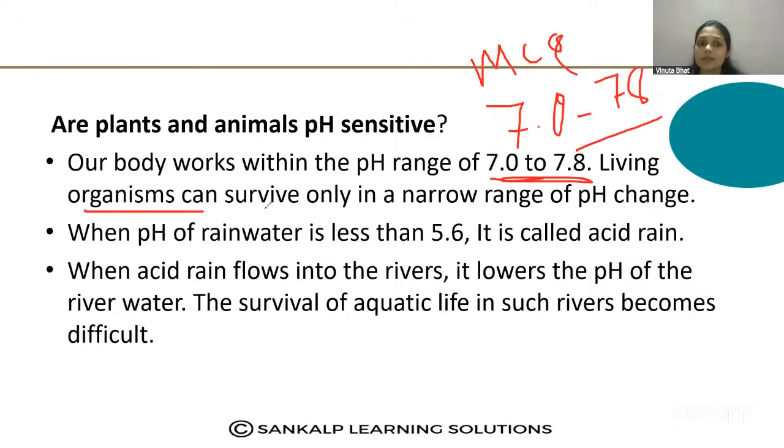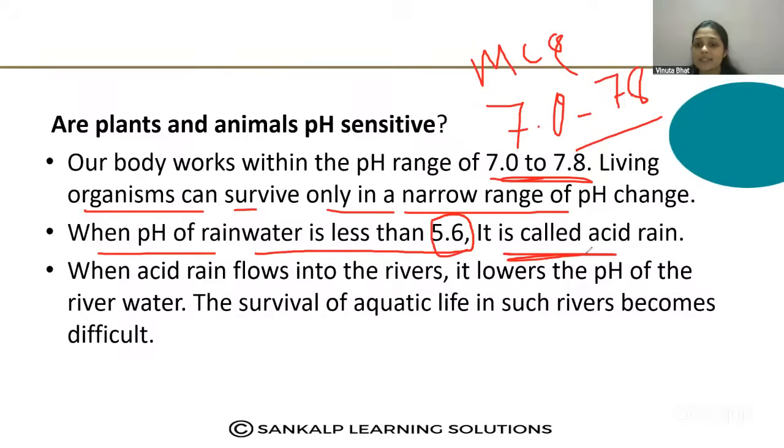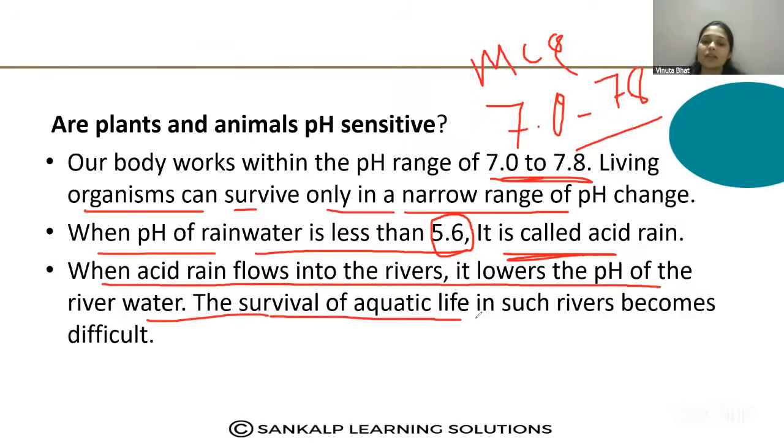Living organisms can survive only in a narrow range of pH change. So in living organisms there should not be much pH variation. It should not be more acidic or more basic. When the pH of rainwater is less than 5.6, it is called acid rain. When acid rain flows into the rivers, it lowers the pH of the river water. The survival of the aquatic life in such rivers becomes difficult.